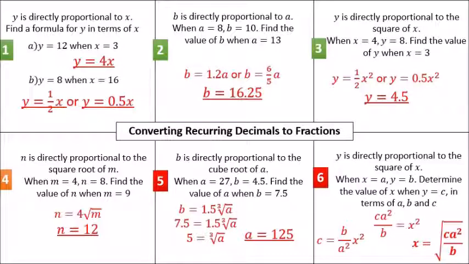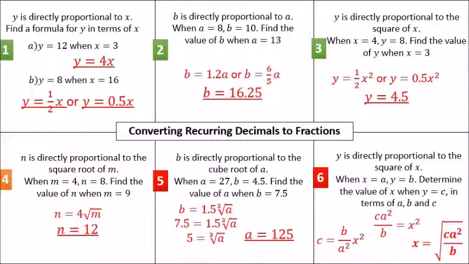But then it says to find the value of x when y is equal to c. So we can say that c is equal to b over a squared x squared. Remembering to have x squared there because it's directly proportional to the square of x. Then we can rearrange this. We can multiply both sides by a squared to get ca squared is equal to bx squared. Then we can divide by b to get ca squared over b is equal to x squared. And then we just have to square root both sides to get that x is equal to the square root of ca squared over b.